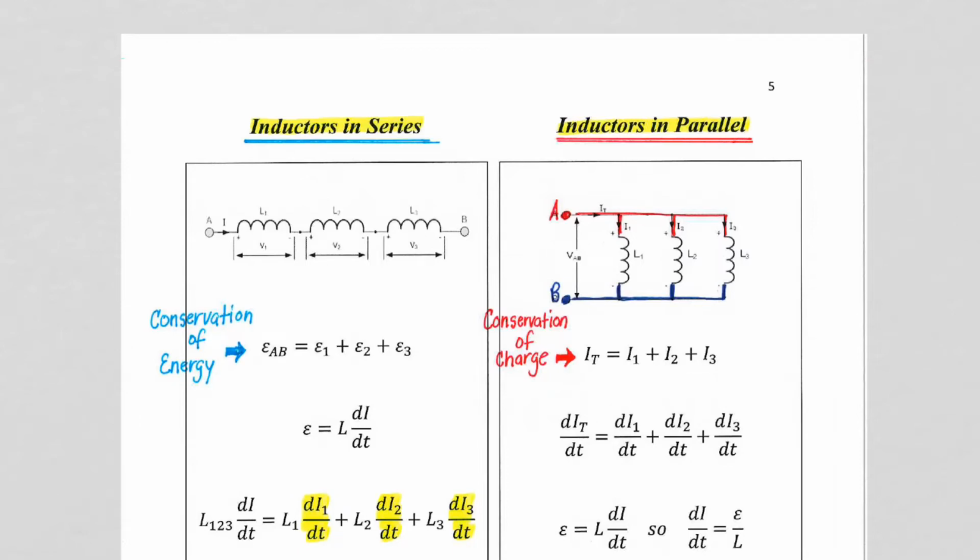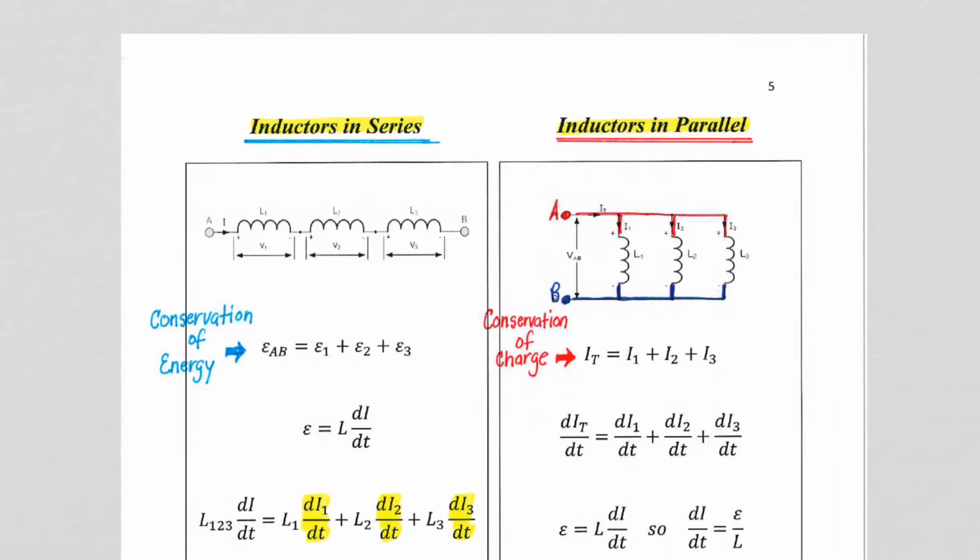In this lesson, we're going to look at, as it says, inductors in series and inductors in parallel. And we are going to see a very similar result to what we saw with resistors. And really, this should not be surprising to us.